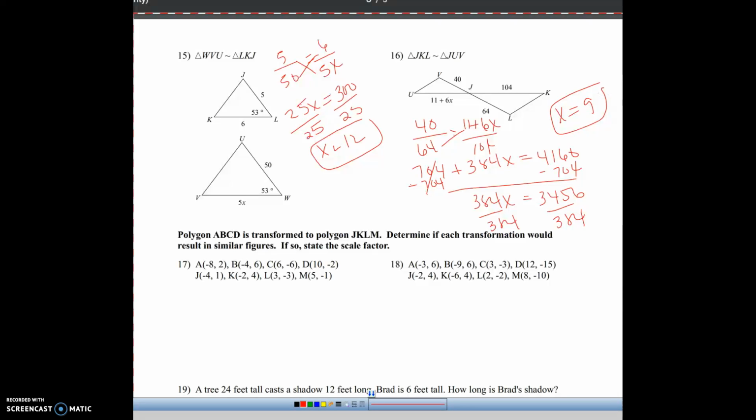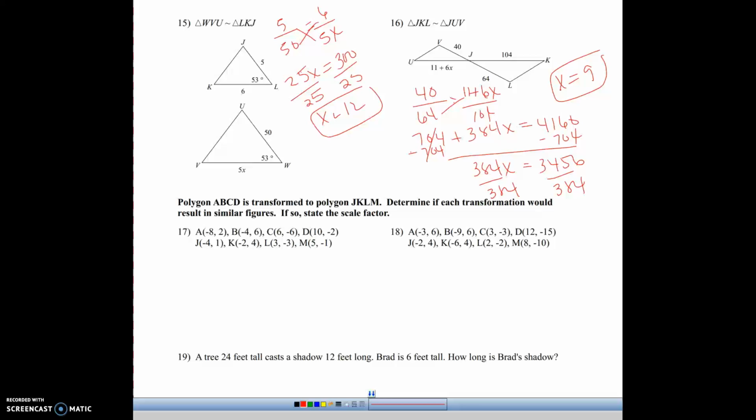Okay, on 17 and 18, again, determine if each transformation would result in similar figures. If so, state the scale factor. In order for them to give you similar figures, it has to have the same ratio going from side to side, or here from pretty much point to point. Okay, so going from A to J, if you look how they go from -8 to -4, and then 2 to 1, they multiplied by 2. So they did times 2 here. So they have to multiply by the same thing all the way through.